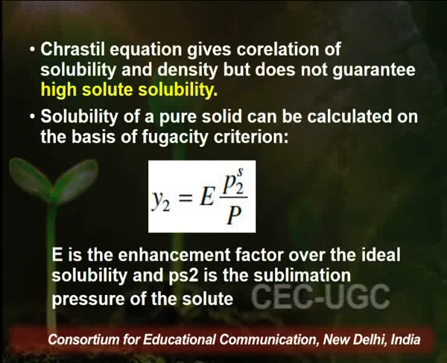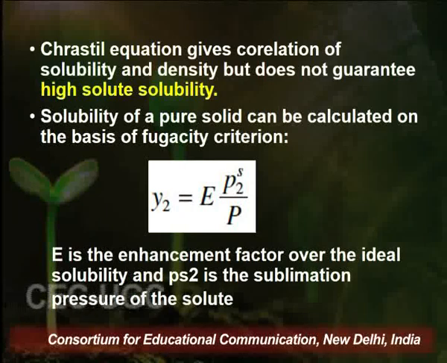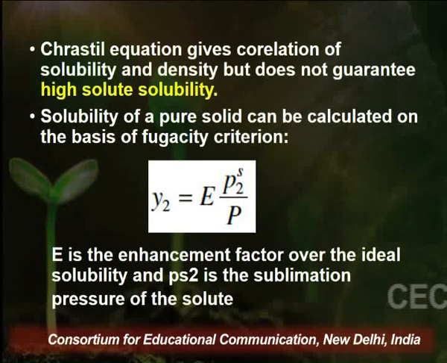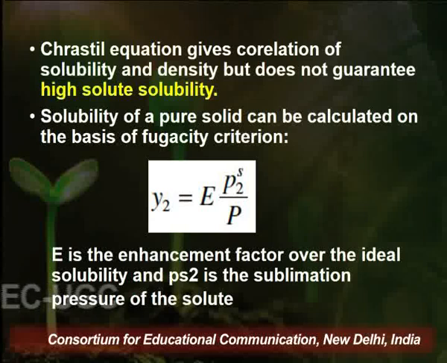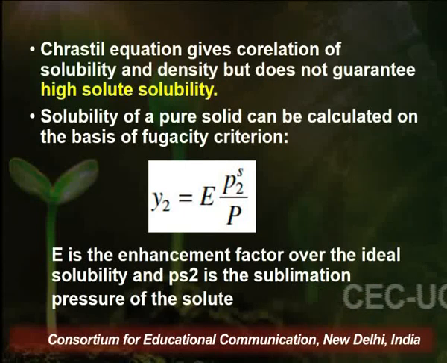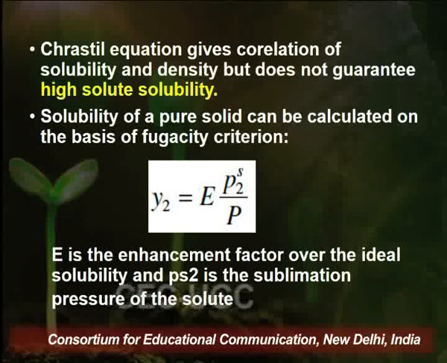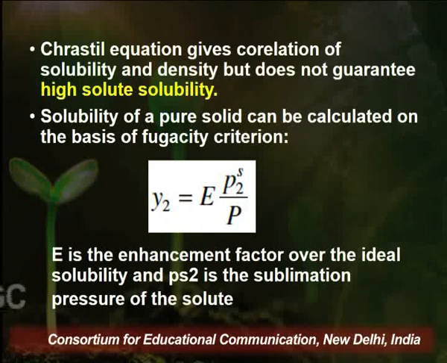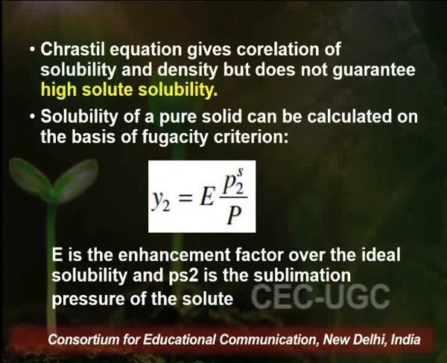Now coming back to the limitation of the Chrastil equation, as I told you, it does not guarantee high solubility of that particular solute, and we can always calculate the solubility of a solid by the fugacity criteria. Fugacity criteria is nothing but the variation of the chemical potential of a substance under critical conditions with respect to the chemical potential of that substance under standard conditions, and this is represented by the equation y2 equal to E, the enhancement factor, multiplied by the ratio P2S over P. P2S is the sublimation pressure of the solute and P is the absolute pressure.